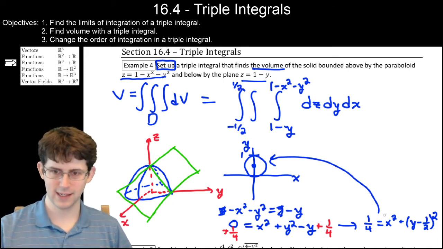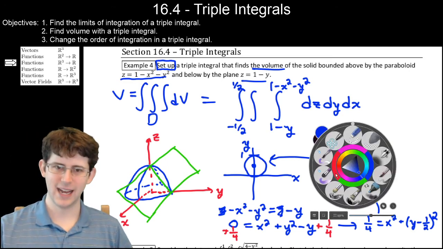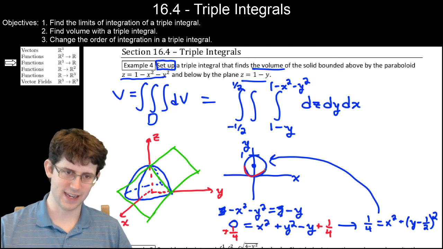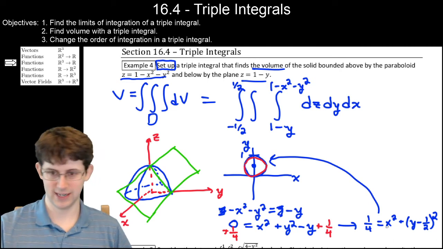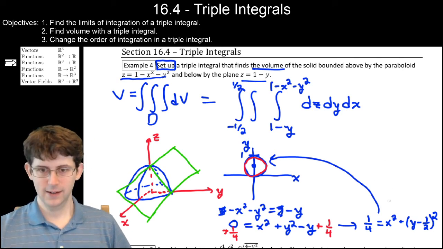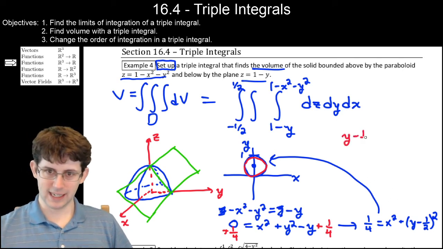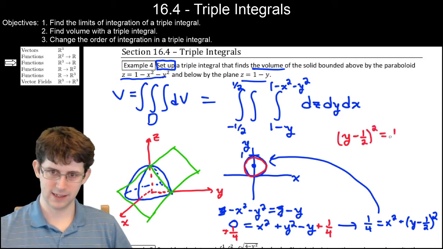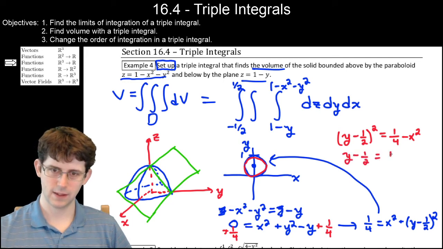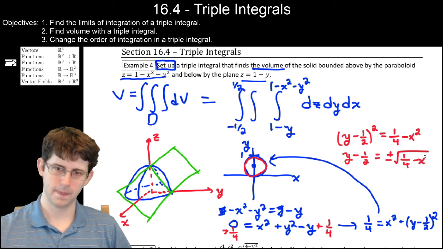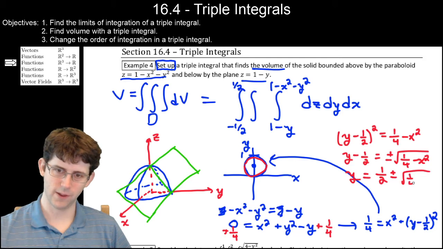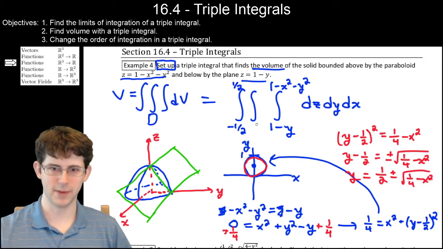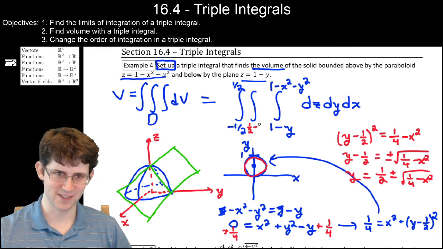Similarly, the lowest y. Okay, well, the y is now going to have to be a function of x, right? We're going to need to find the low y and the upper y. So I need to solve for y in terms of x. So y minus a half squared is a fourth minus x squared. Square root both sides. And y is a half plus or minus the square root of a fourth minus x squared. The minus term will be the bottom one. Oh yeah, this totally leaves enough space.